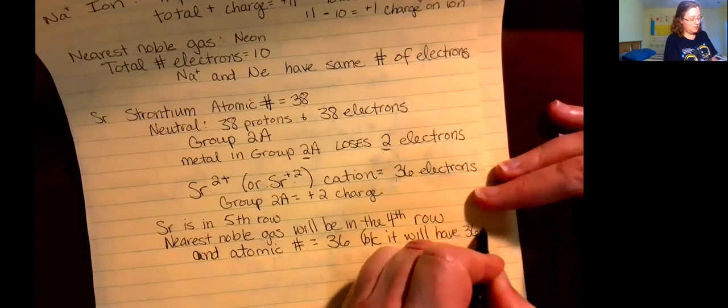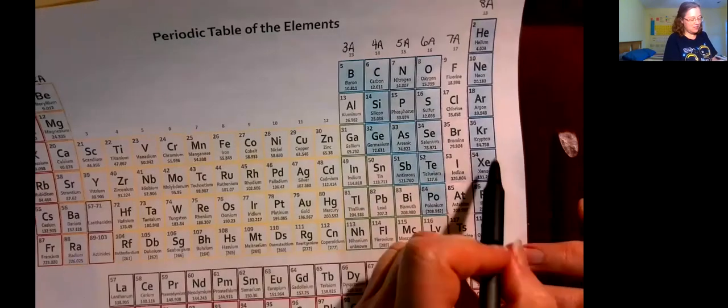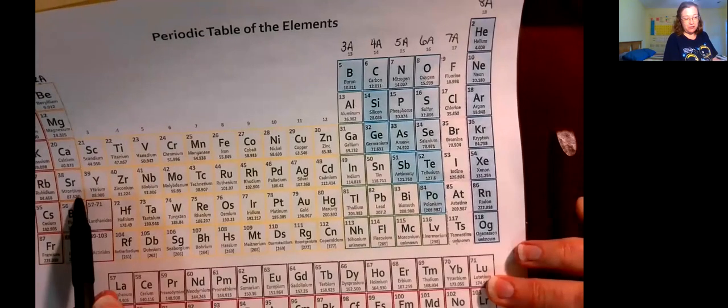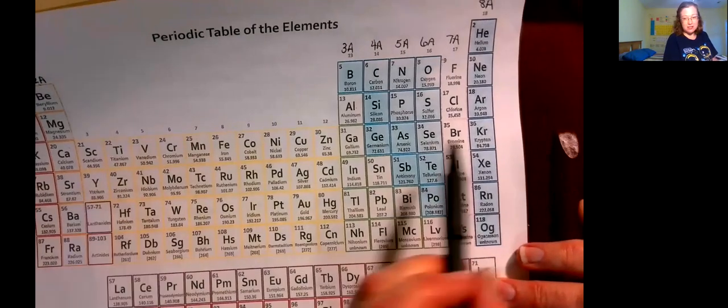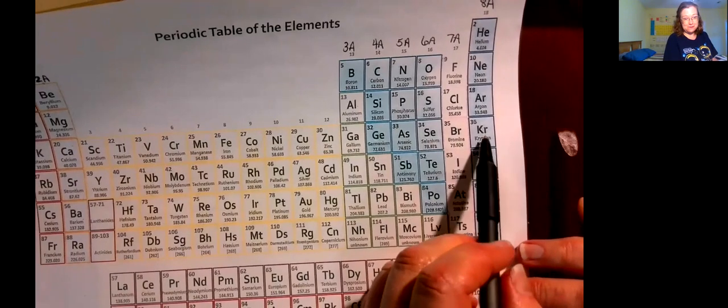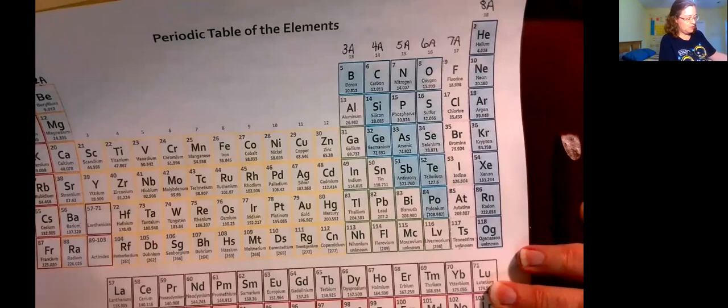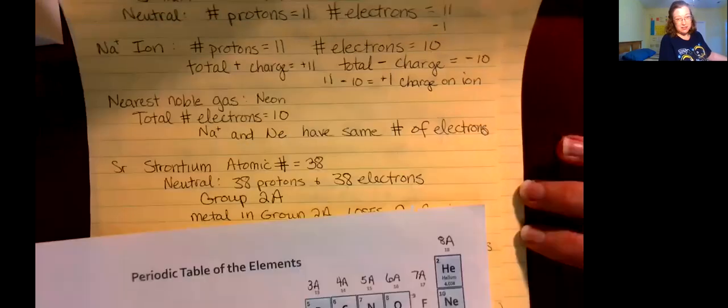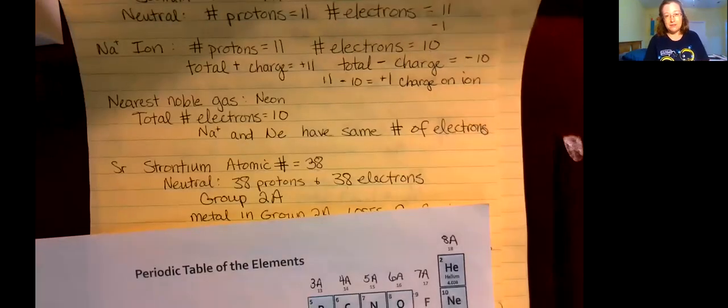Don't believe me? Well, let's check. Here we go. We'll look at the periodic table. There it is, krypton, 36. Strontium is in row 5, group 2A. Its nearest noble gas is krypton, in the 4th row, group 8A. I hope this has helped. It's important that you be able to figure out the charges on all your elements and to understand that they're trying to be like the nearest noble gas. For metals, it's the previous row. For nonmetals, it's the same row.